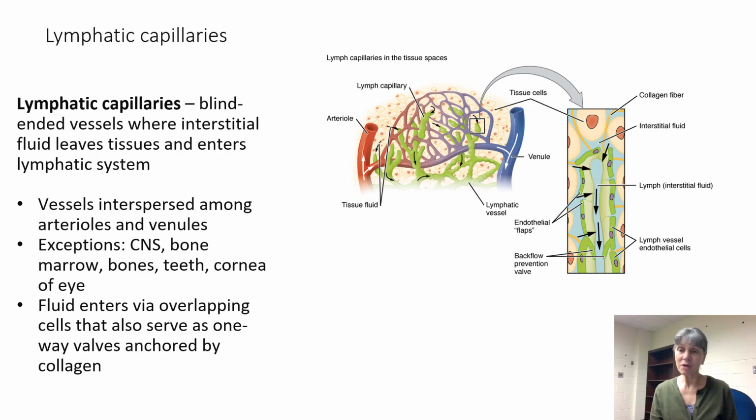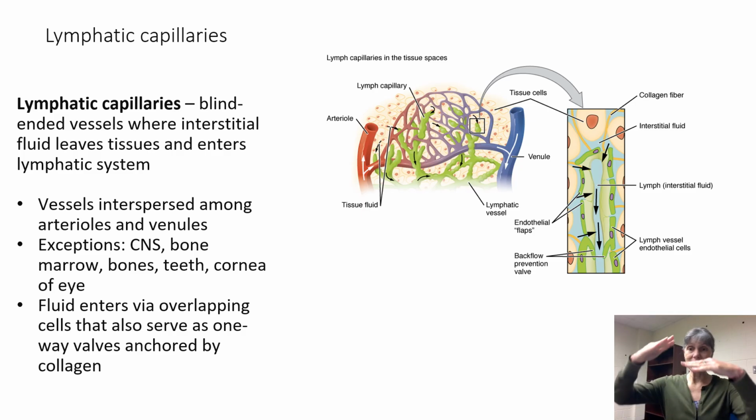When fluid moves from arterioles and capillaries into the surrounding tissues, it's known as interstitial fluid. Interstitial fluid can then enter lymphatic capillaries. Those are the smallest lymphatic vessels. Lymphatic capillaries are blind-ended vessels. They kind of look like the end of a tube.